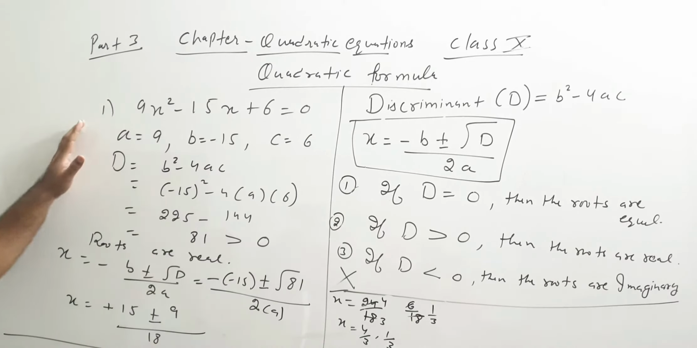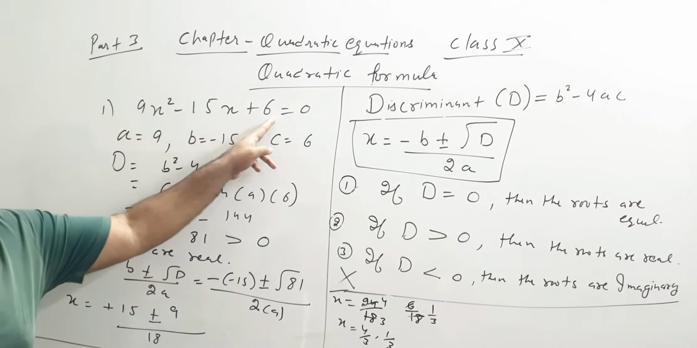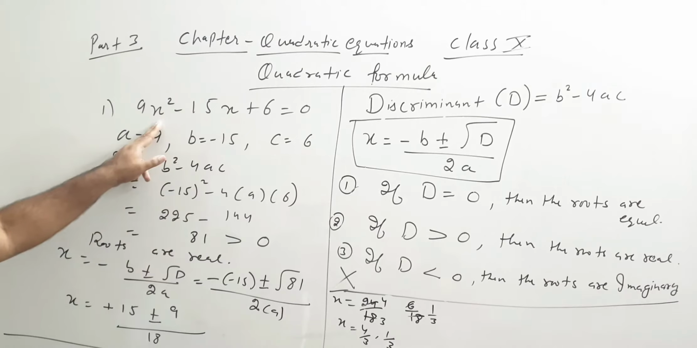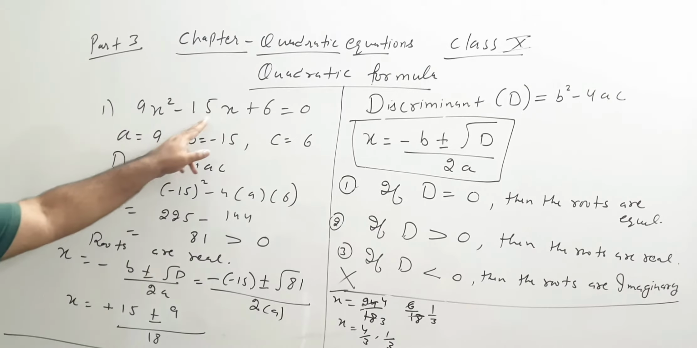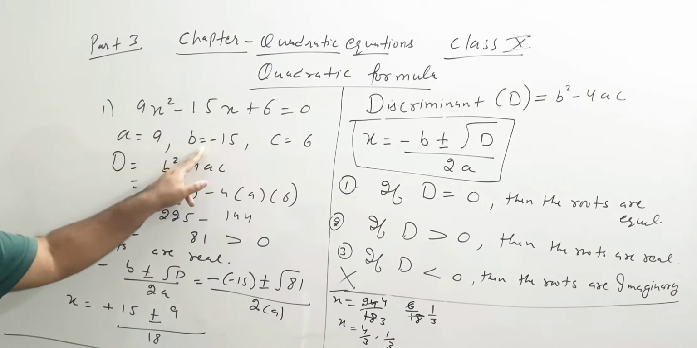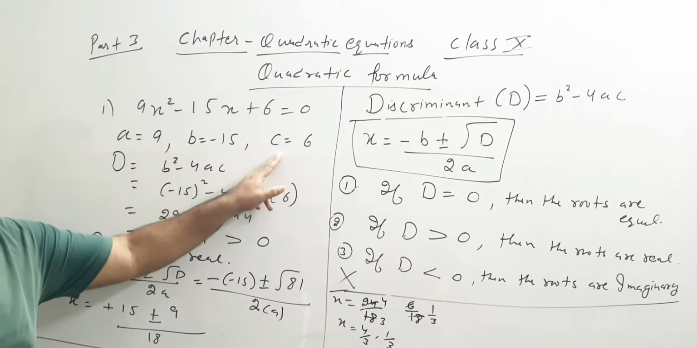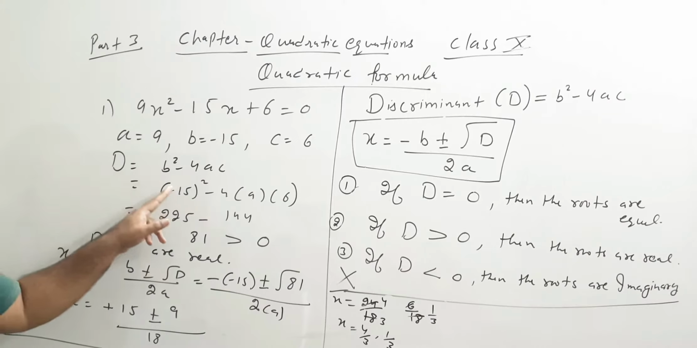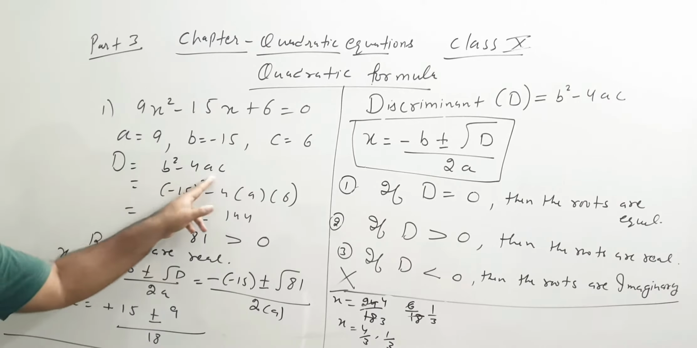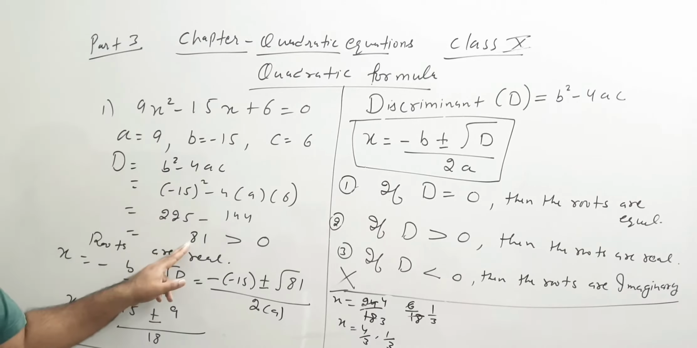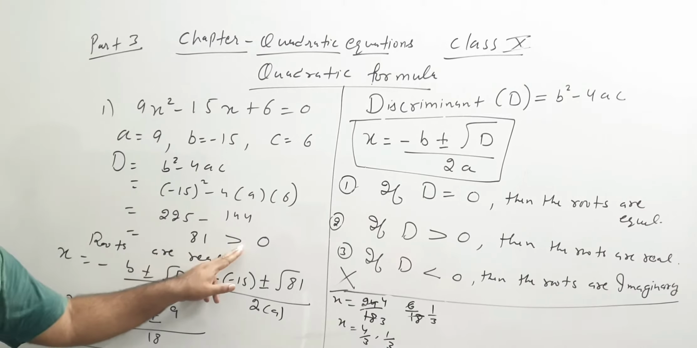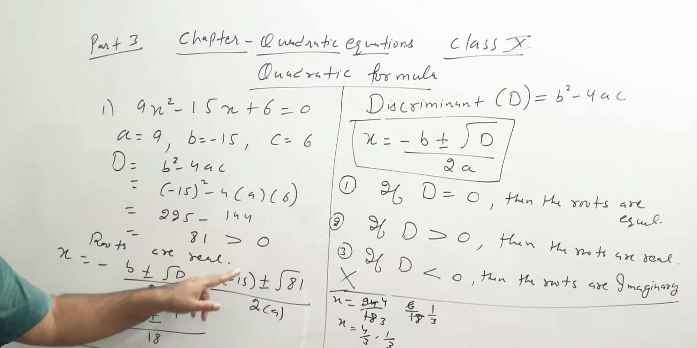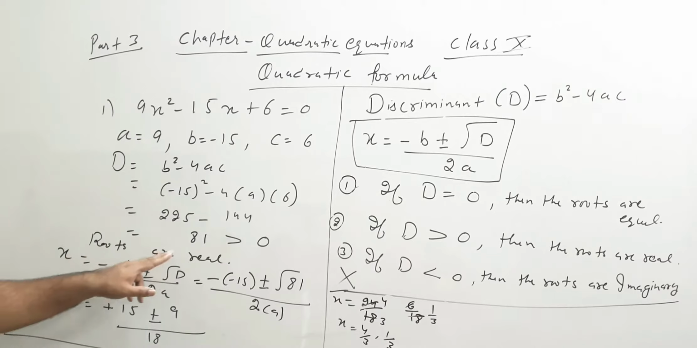Now this is a question. 9x square minus 15x plus 6 equals 0. The coefficient of x square is 9, that is a. The coefficient of x is minus 15, that is the value of b, and the number, that is c, equals 6. Now we will find the discriminant, that is b square minus 4ac. Put the values of a, b, c. We will get the value 81, which is greater than 0. Now the roots are real.